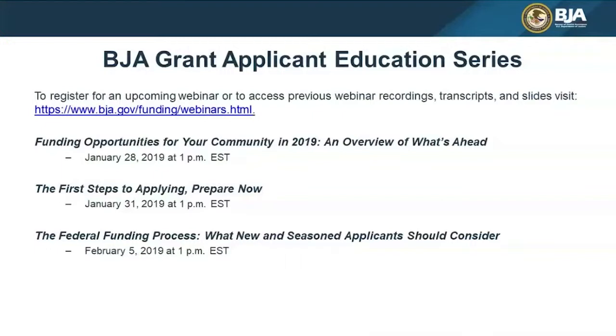Today we're doing part 4 of a 4-part series. We have already had the BJA Grant Applicant Education Series that included funding opportunities for your community in 2019, an overview of what's ahead, the first steps to applying, prepare now, and the federal funding process, what new and seasoned applicants should consider. Please note that today's webinar and all of those listed in front of you will be available on the BJA website at bja.gov.